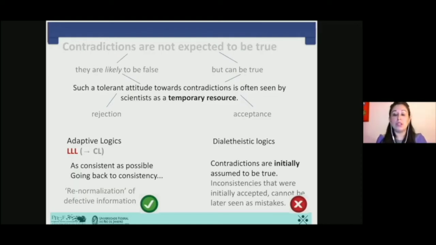Especially because if we focus on the role that the lower limit logic plays, even if this is not classical logic but something like CLuN, still the reasoning that will be depicted is one that is going to be as consistent as possible, always trying to go back to consistency. And this has a lot to do with the idea of renormalization of defective information.